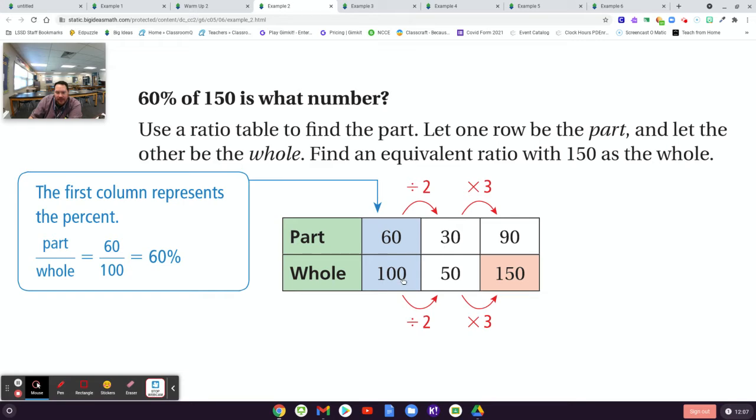So that 60 over 100 ratio is the same as 30 over 50. And then you can multiply 50 by 3 to get 150, which is what we're looking for. Do 30 times 3 to get 90. So 90 is 60% of 150. Okay, so take a second to look this over, make sure this all makes sense, and then we're going to move on. But this is how you can use ratio tables for those of you that don't love fractions.